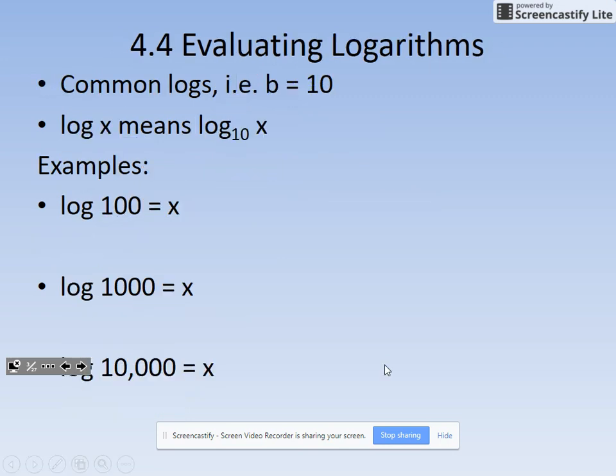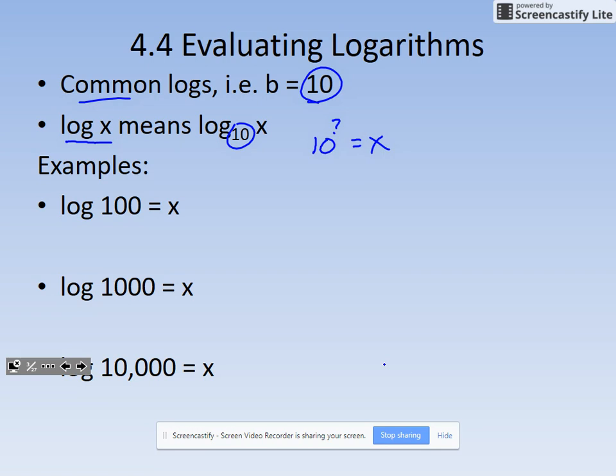So there are two groups of logs. The first group we call common log, which is where we use base 10. Now, most of the time we simply write log of x or log of something, but it's implying base 10. Okay? Now here's what it says. This says base 10 raised to some exponent equals x.